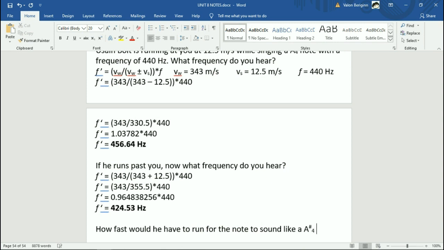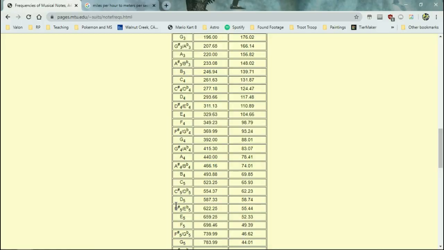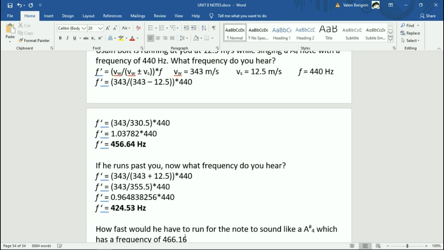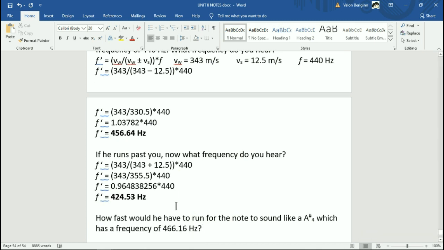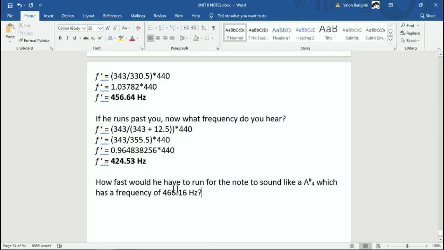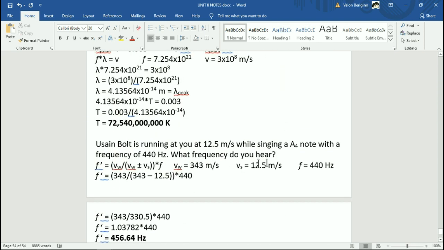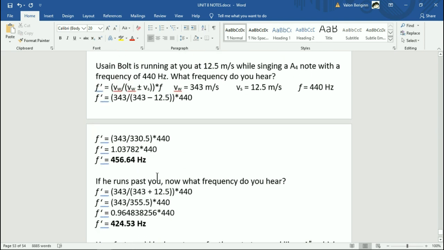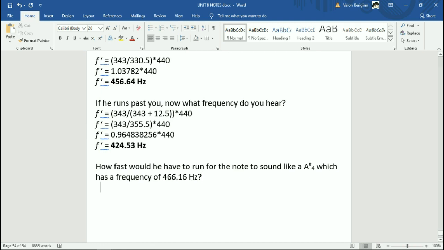4, which has a frequency of 466.16 hertz. Now, it doesn't actually specify if he's running towards or away from you, but this is the noise you hear. This is a higher pitch than the noise that is actually being made. So in order for that to happen, he has to be running towards you. So again, the same formula set up here. But he must be running towards you in order for this to work.